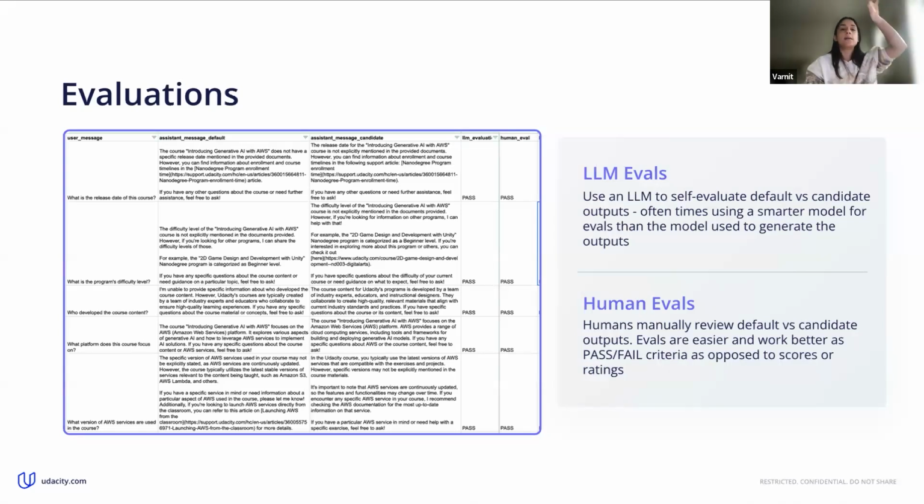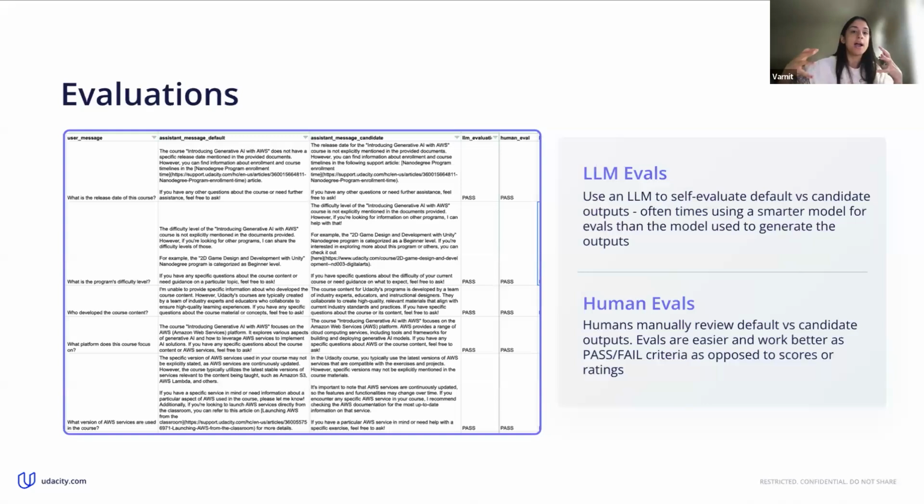where a smarter model evaluates the responses. So let's say we have Marvin answering certain questions and we are experimenting by changing the prompt or changing the underlying model. And we want to see, did this improve the output? We can compare those responses, so the default to the candidate, and use a smarter model to evaluate if it still passes or fails. And then sometimes a human, i.e. me, goes in and I mark it pass or fail. And oftentimes you're trying to drive this to 100%, where if I run this question 100 times, it should answer what is the release date of this course 100% of the time.